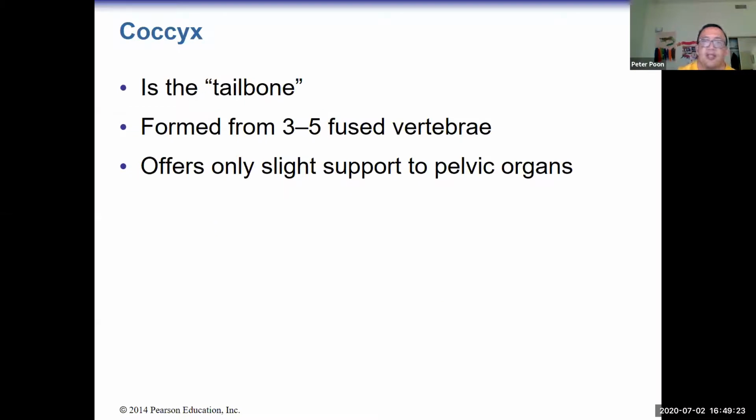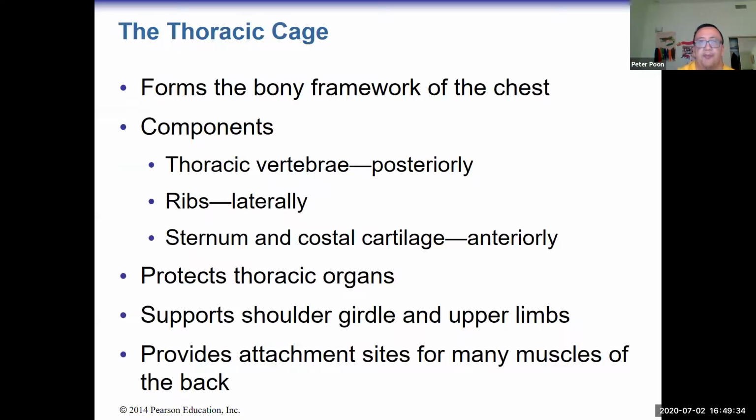The coccyx is the tailbone. It's either 3 to 4 is the usual designation, but 3 to 5 is fine. Fused vertebrae. The thoracic cage forms the bony framework of the chest: the thoracic vertebrae posteriorly, the ribs on the lateral side.